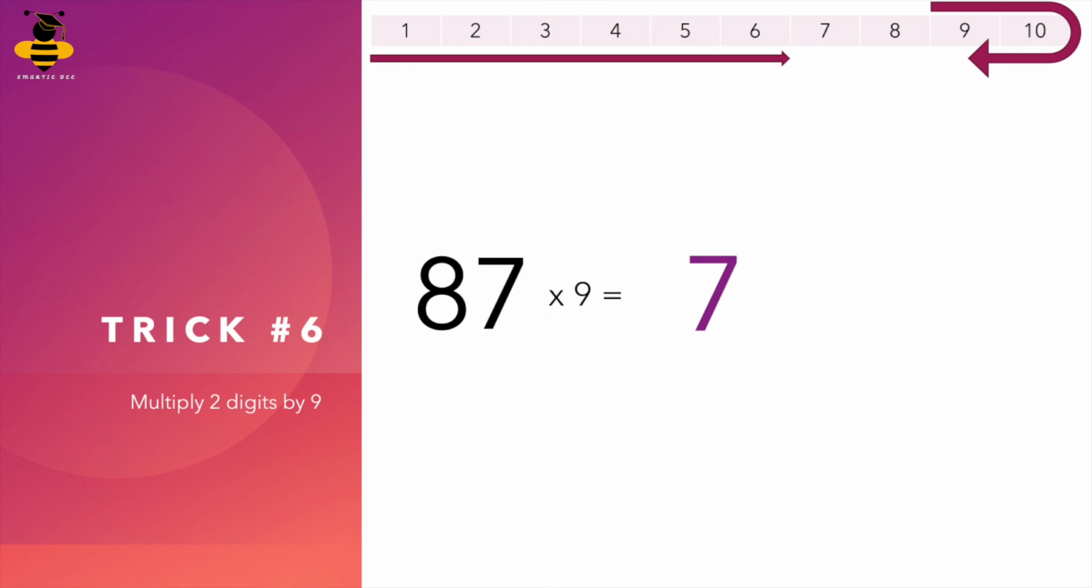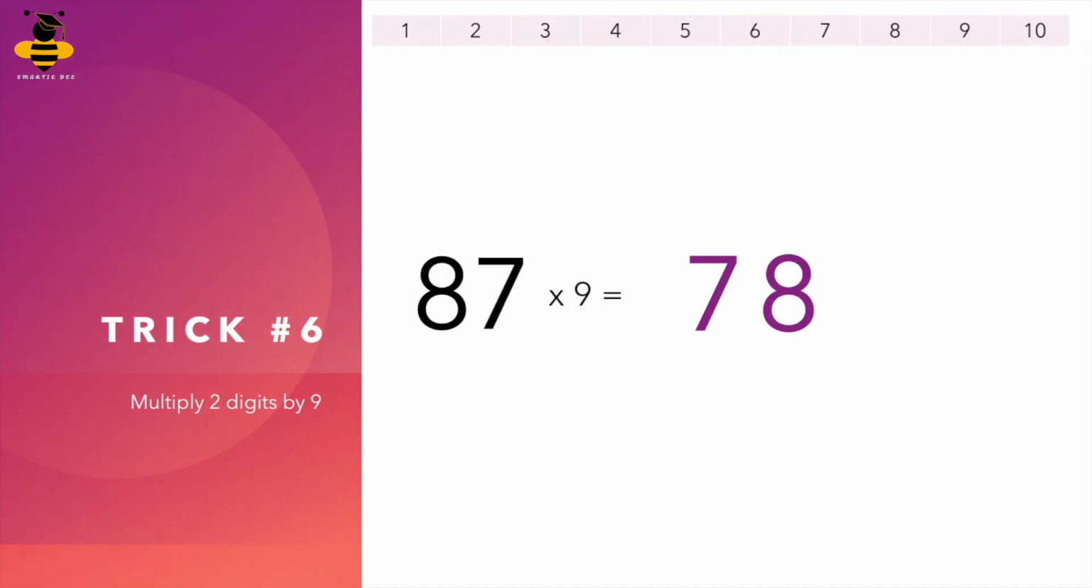Now let's look at the numbers. How many numbers do we have? We have 9, 10, 1, 2, 3, 4, 5, 6. That's altogether 8 numbers. So the second part of the answer is number 8. Now for the last part, the logic remains as it is. How many numbers do we have after number 7? We have 3 numbers, 8, 9, 10, and that's 3. So 87 multiplied by 9 is 783.